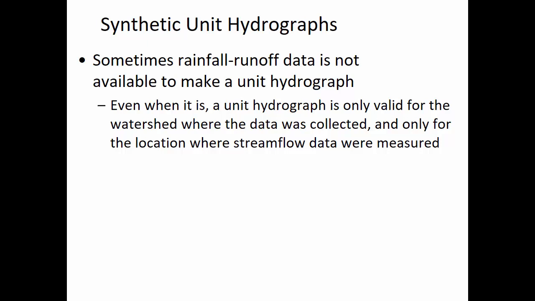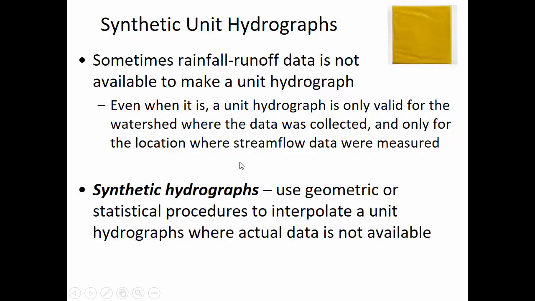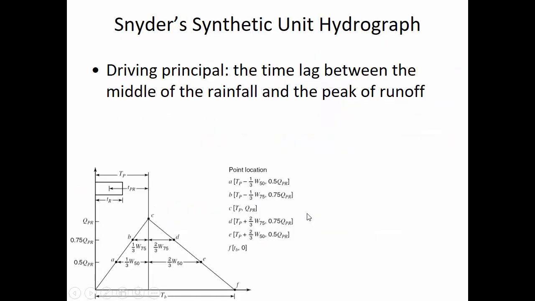But before that, there are ways that we can, even if we have no storm data at all, no physical measurements of what the unit hydrograph is, you can synthesize a unit hydrograph just based on the physical characteristics of a watershed. So you just sometimes don't have the realistic data, and so you have to synthesize using geometric or statistical procedures. And so the Snyder synthetic unit hydrograph method assumes that you're going to have a triangular hydrograph of runoff.